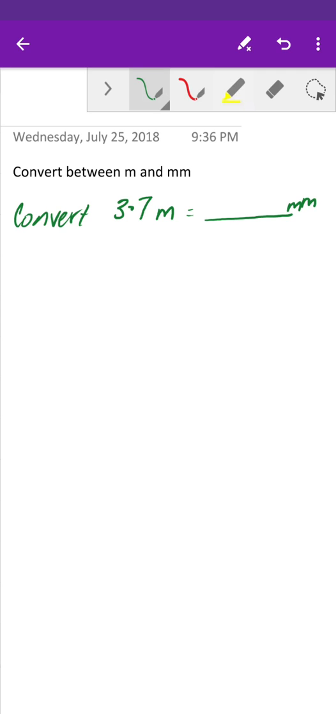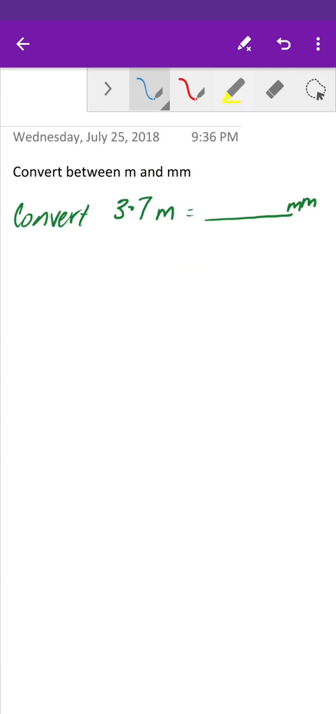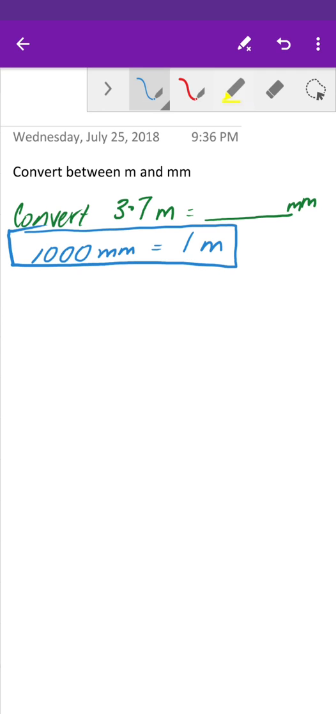Well, whenever we have to convert, I always like to ask, what is the conversion factor? If we don't know the conversion factor, then seriously, it's going to be difficult to convert. Now, the basic conversion factor is that there are 1,000 millimeters in 1 meter. So this is called the conversion factor. I'll write that underneath.